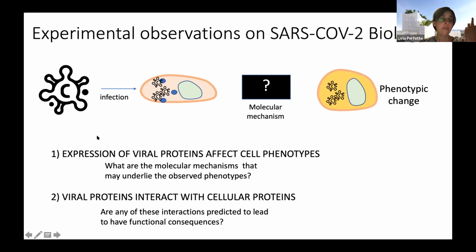Following this reasoning, we decided to do two parallel curations. The first curation approach was to cover the cellular pathways that were found to be affected under coronavirus infection. And the second effort was to try to cover the causal interactions downstream of the cellular targets of viral proteins.